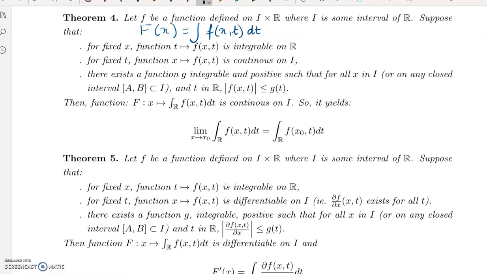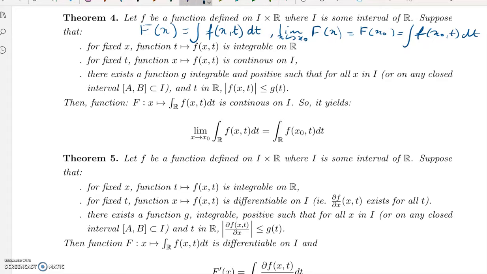First thing we want to know about is the continuity of that function. What does it mean to have a continuous function? It means that the limit as x tends to some value x0 of my F of x should be equal to F of x0. And what is F of x0? It should just be the integral of f at point x0, t, dt.